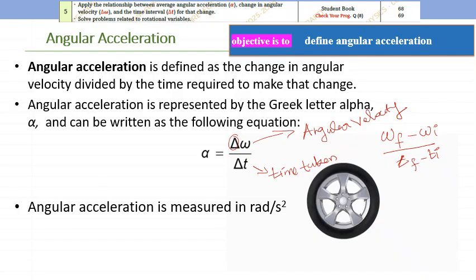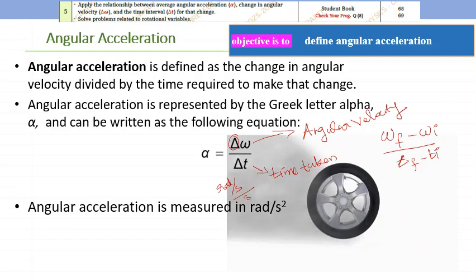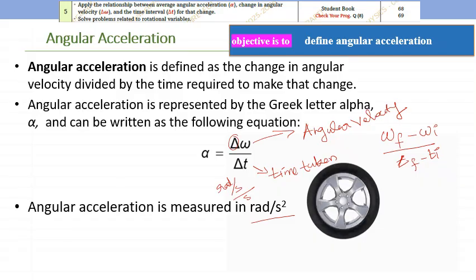Now, angular acceleration will be measured with a unit. You know angular velocity is in rad per second, and in the denominator we have time, so it is divided by time. The two times, or seconds, come together, and we can call it rad per second square. So angular acceleration will be measured in rad per second square. Fine.